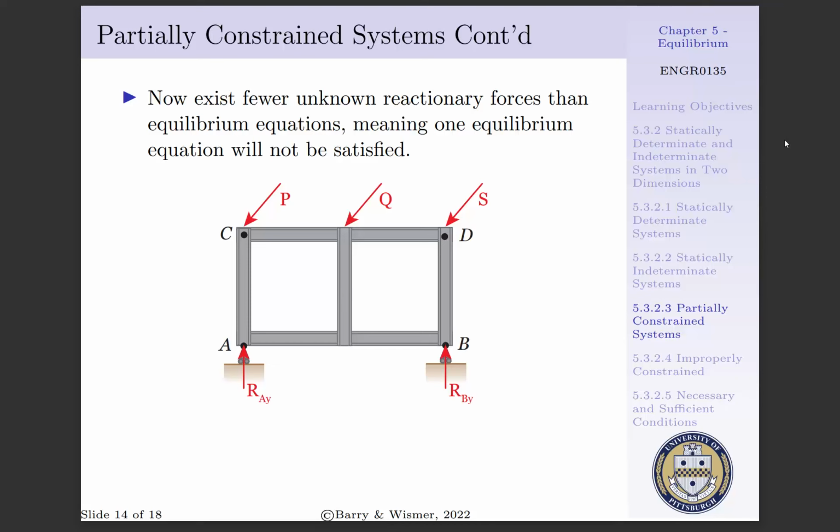Due to the application of P, Q, and S, we see that our body wants to translate to the left. There is no reactionary force to prevent this translation, and thus we could have motion.